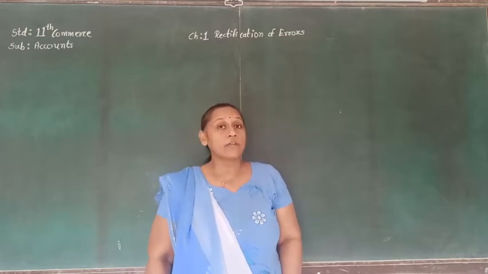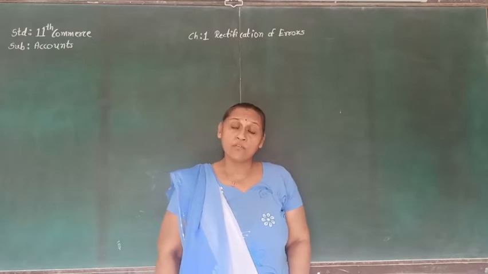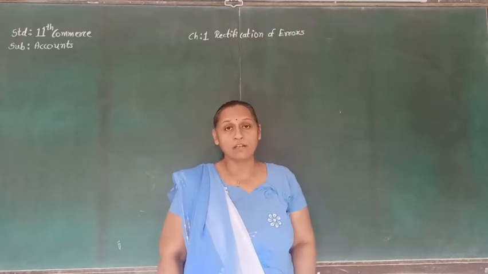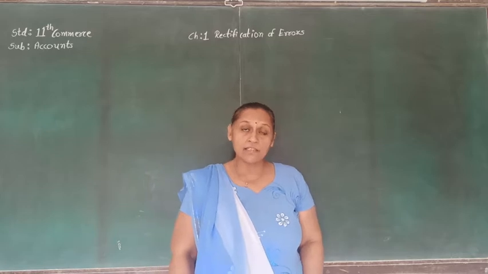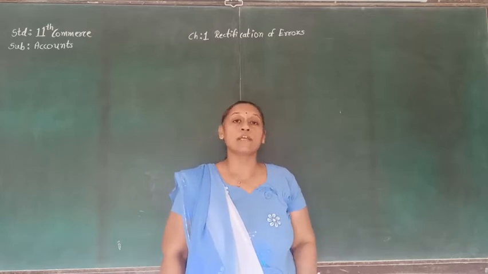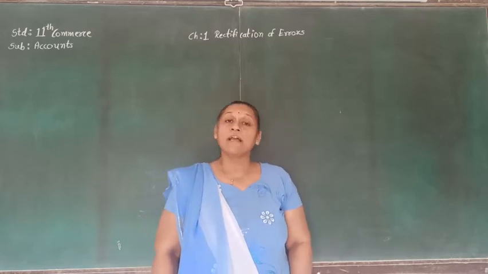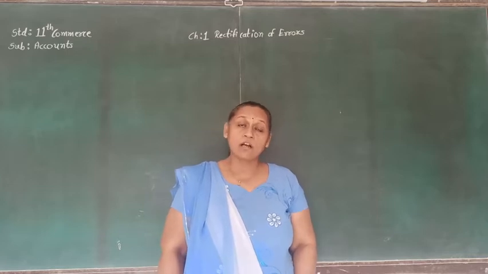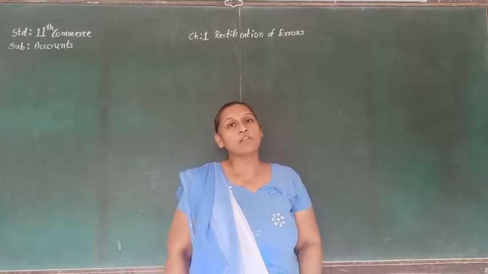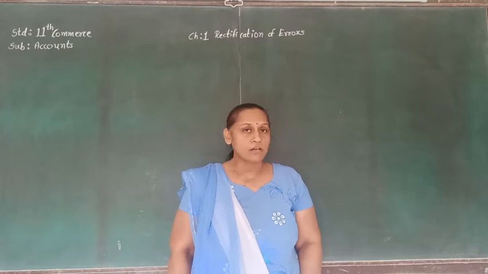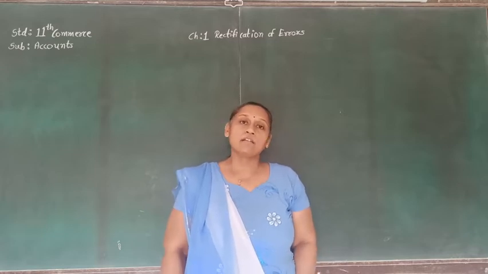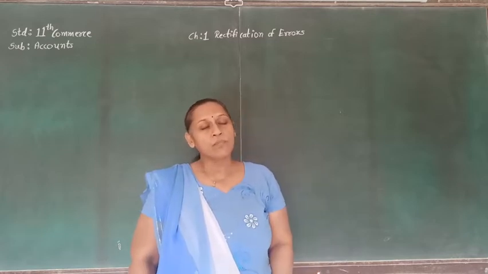As we know, if we are in a hurry to prepare the final accounts, whatever the difference is there in the trial balance, we have to take to the suspense account. And after preparing the final accounts, as and when we find out the mistake, then we can rectify that mistake and the suspense account will be closed.